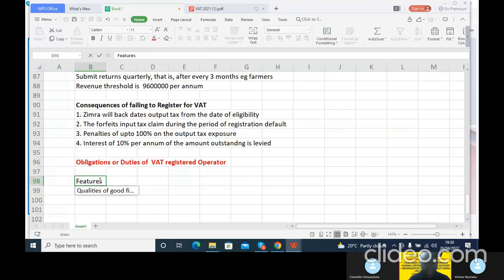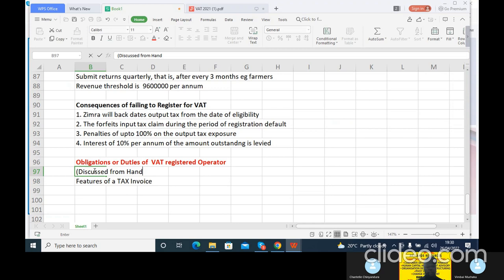Features of a tax invoice. Now, obligations. This one we have just discussed from the handout. I'm not going to type. They are already in the handout. Make sure you have the handout in our WhatsApp class group.